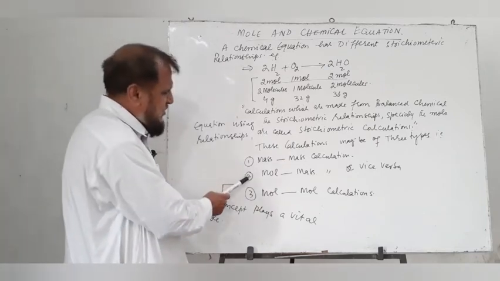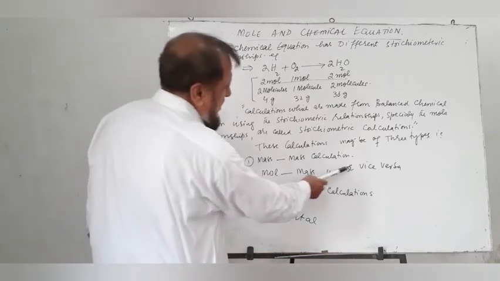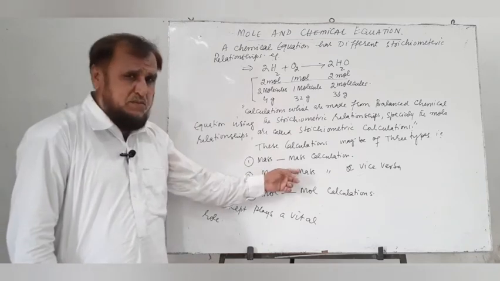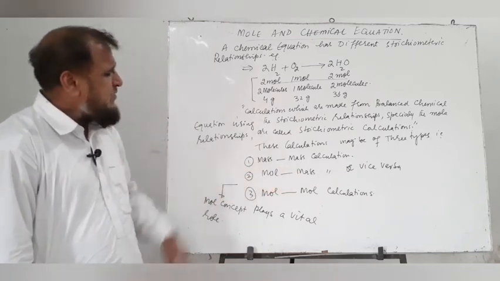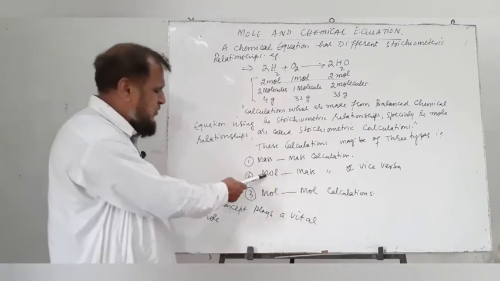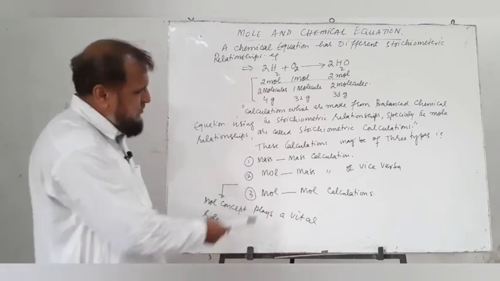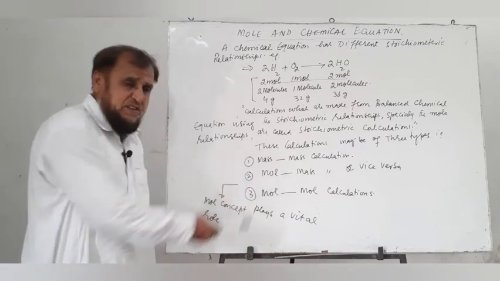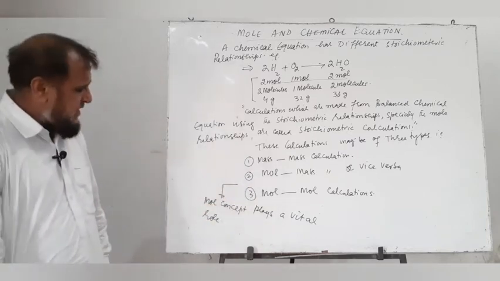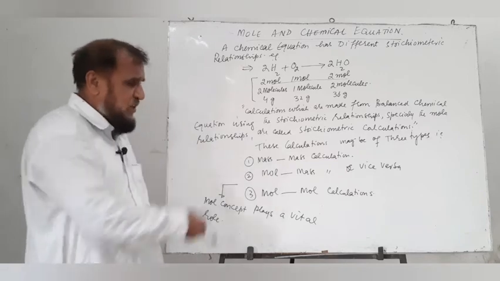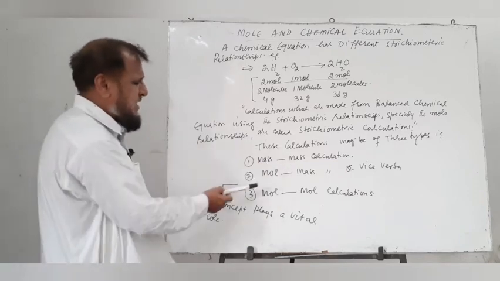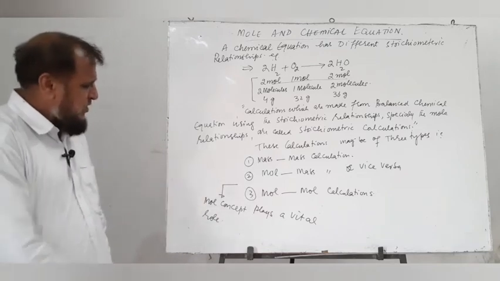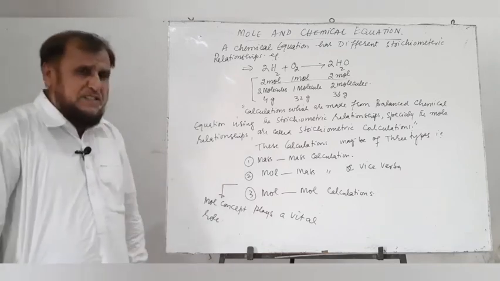The second type of calculation is called mole to mass calculation, or vice versa. If the moles are given and we are asked about the mass of the other substance, or if the mass is given and we are asked about moles. The third type of calculation is mole to mole calculation, in which the moles of one substance are given and we are asked to calculate the moles of the other substance. Now, in all these calculations, whether they are mass to mass, mole to mass, mass to mole or mole to mole calculation, the mole concept plays a vital role.